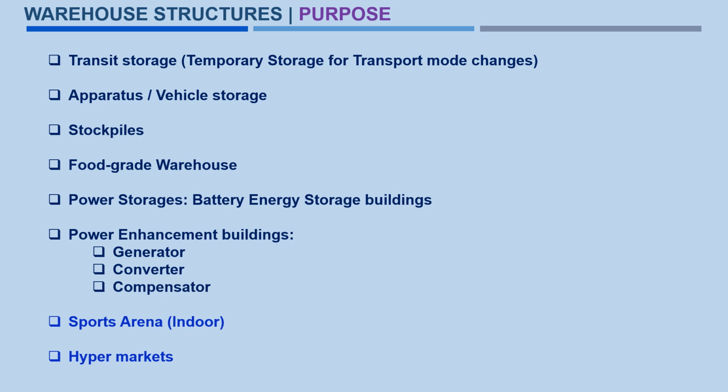These are some major purposes which are listed here. Of course, some may be missed. The first one is transit storage, which can be used as temporary storage for transport mode changes. Second is apparatus vehicle storage. Third is stockpiles. Fourth is food grade warehouse, where food products are stored. Then power storage, such as battery energy storage buildings.